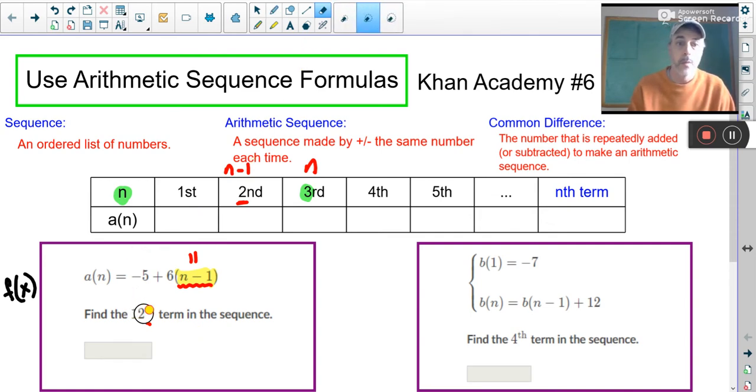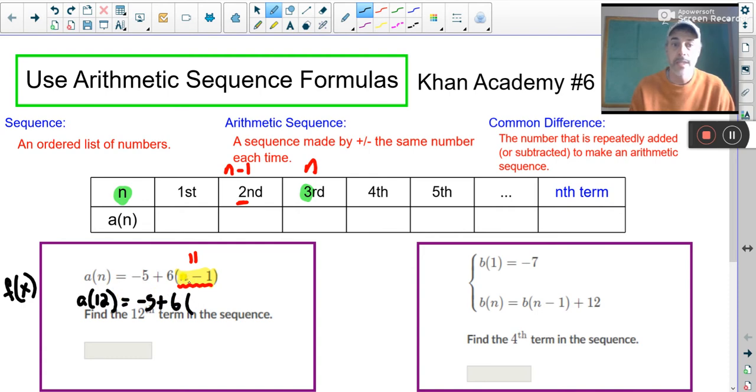Now, once you have figured out that little bit of code, it's not hard. It's just order of operations. Because now I have this. I'm going to use my function notation again. I have this a of my n number is 12 here. So a of 12 equals -5 plus 6 times n minus 1, the one before it, 11.